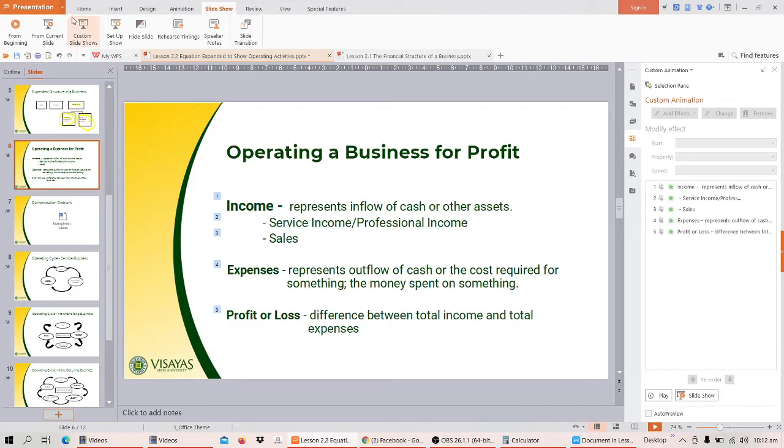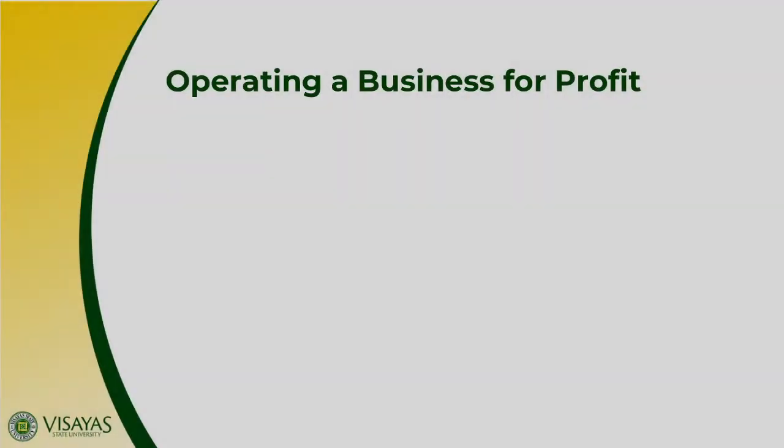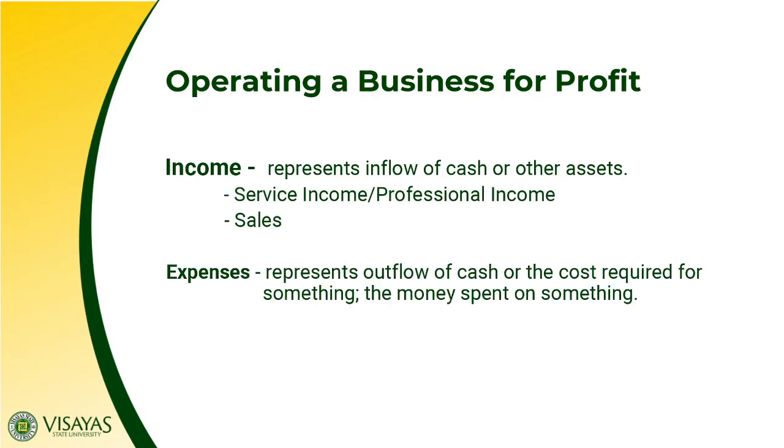Second one is the expenses. Expenses represent the outflow of cash or the cost required for something, the money spent on something. In other words, expense is the consumption of an asset or using up of a service to generate revenue. So an expense will decrease an asset or increase a liability with a corresponding decrease in owner's equity.